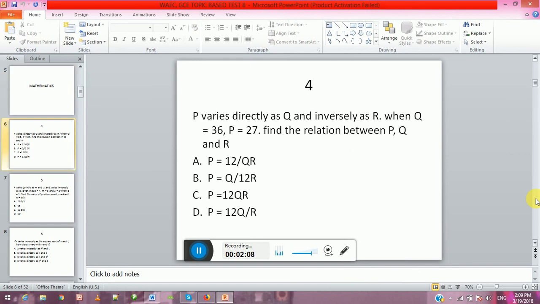Mathematics. P varies directly as Q and inversely as R. When Q is equal to 36, P is equal to 27. Find the relation between P, Q, and R. A. P is equal to 12 over QR. B. P is equal to Q over 12R. C. P is equal to 12QR. D. P is equal to 12Q over R.